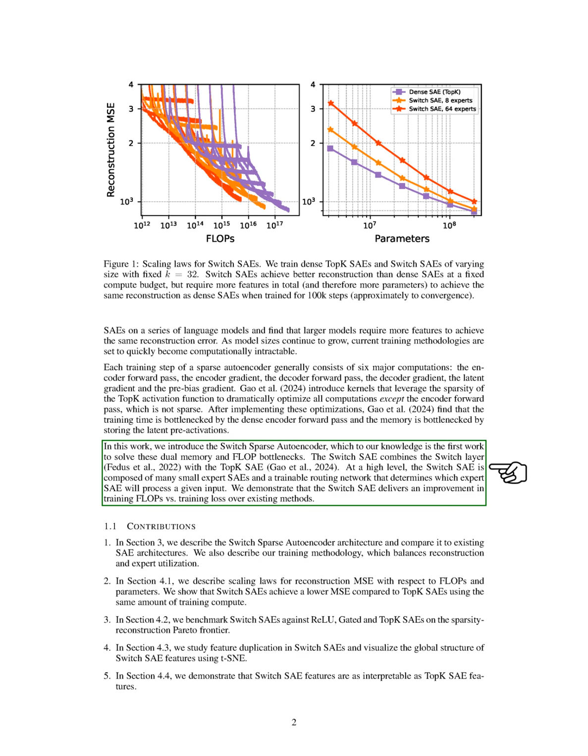The switch SAE integrates the switch layer with the top K SAE, consisting of multiple small expert SAEs and a routing network that decides which expert processes each input. We demonstrate that the switch SAE improves training efficiency compared to existing methods.